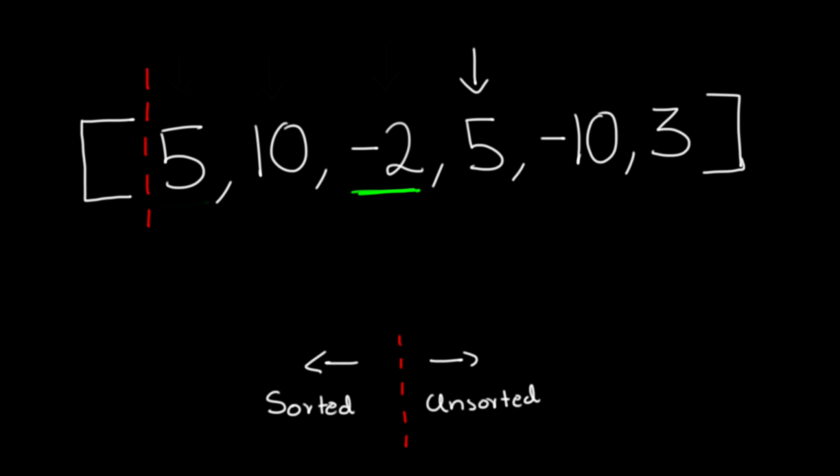Okay, so now we have -2 and 5, and -2 is less than 5, so nothing changes. But now we have -10, and -10 is less than -2. So we're going to change the minimum value from -2 to -10. And finally, we have the number 3, and -10 is less than 3, so the minimum stays at -10. Now we take whatever our minimum value is, and we place it right before the line we just drew. So in this case, we take our -10 and we place it in the very beginning.